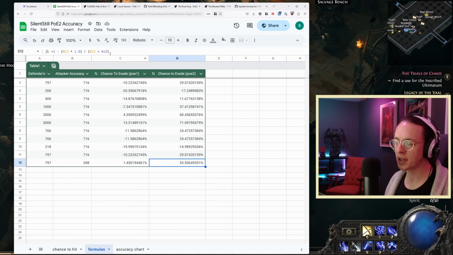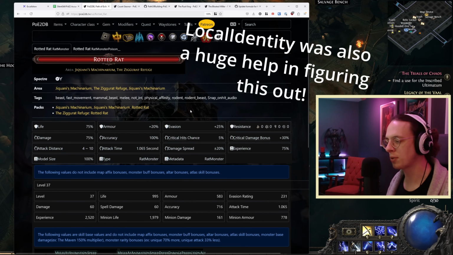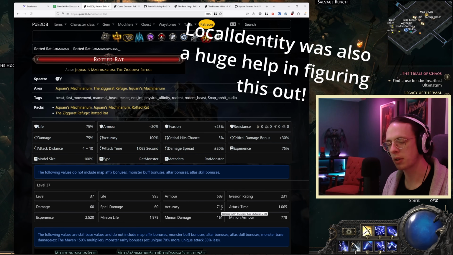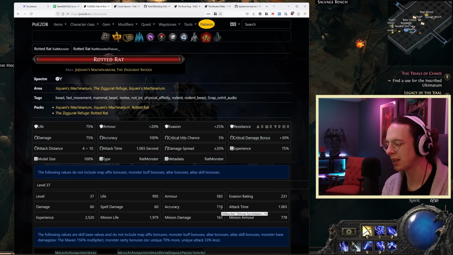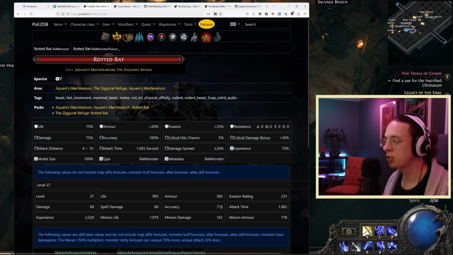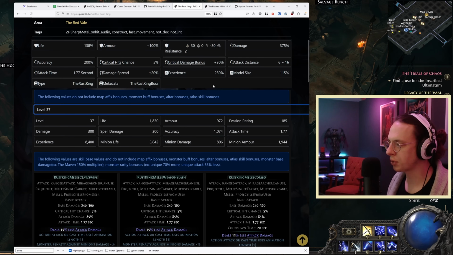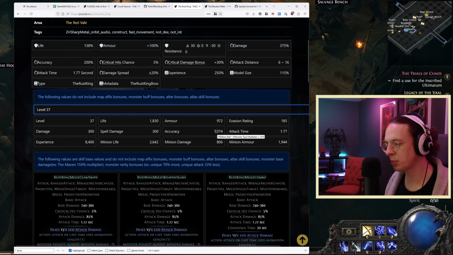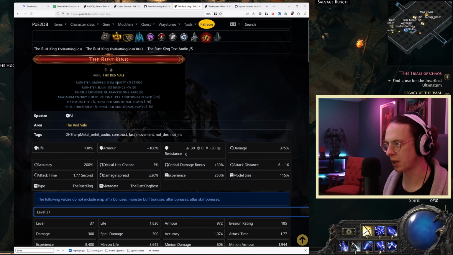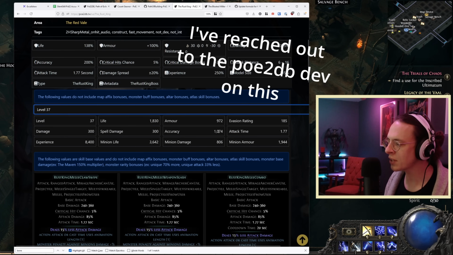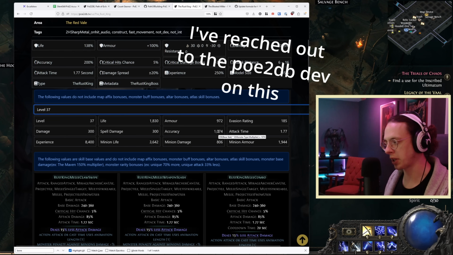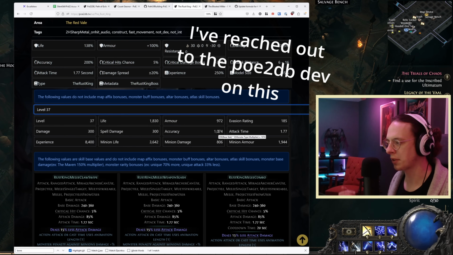So I'm pretty confident that this formula is correct and that there's a bug right now on PoE2DB where these accuracy numbers that they're spitting out are being multiplied by 2 when they shouldn't be. I think for the base case this should be a times 1 multiplier, but do note that there are some monsters that actually do have a slightly higher accuracy multiplier. So this is a level 37 Rust King, and his multiplier is times 3 here. I think his should actually be times 2. I think these are always being multiplied by 1 more than they should be.